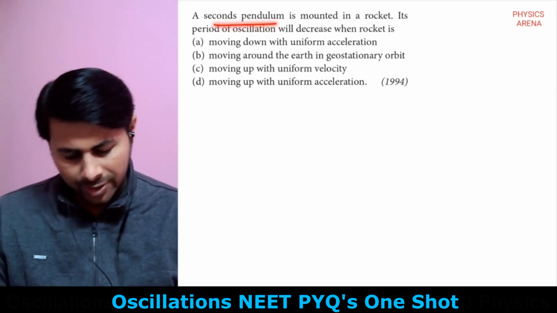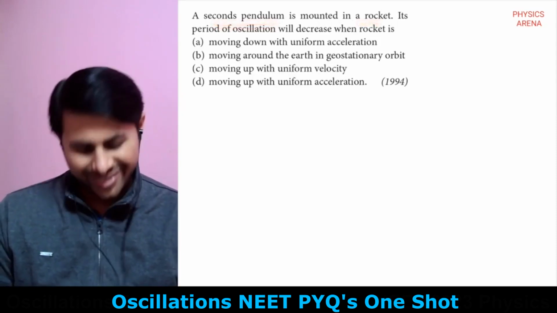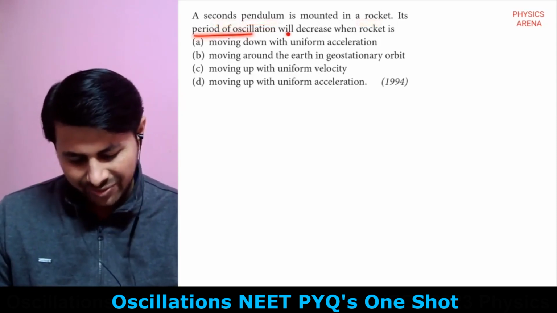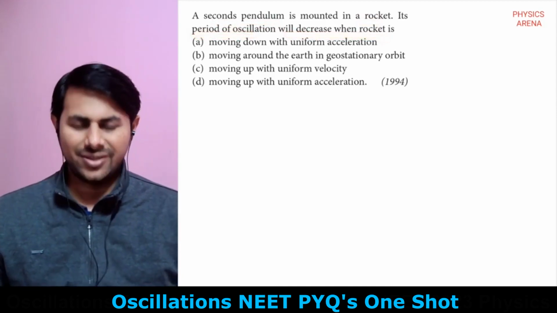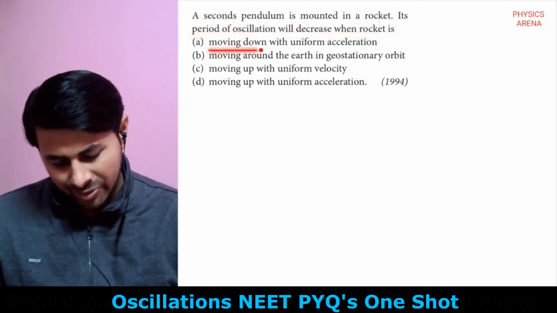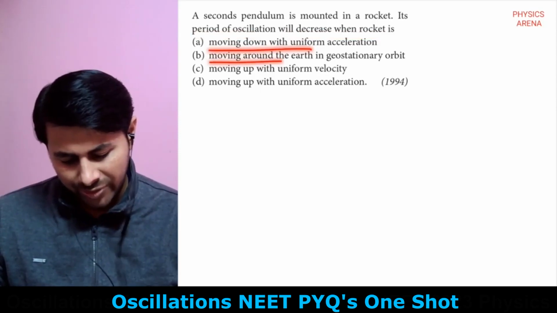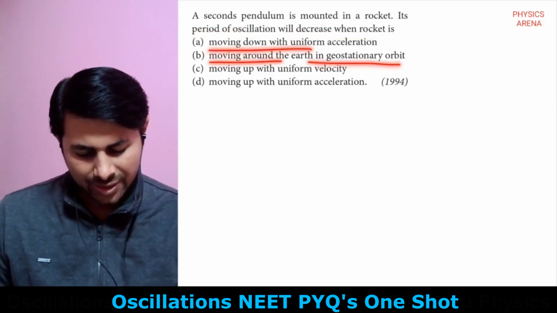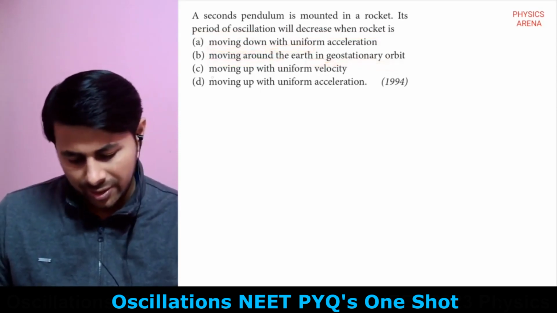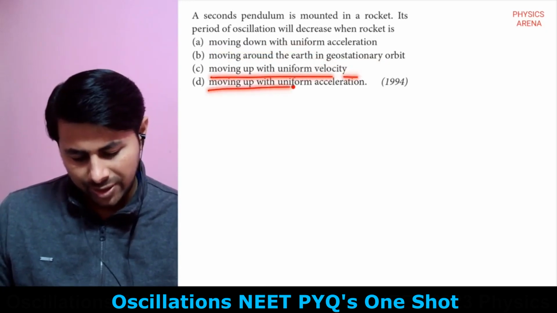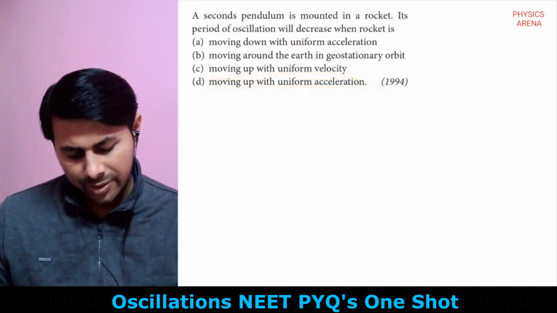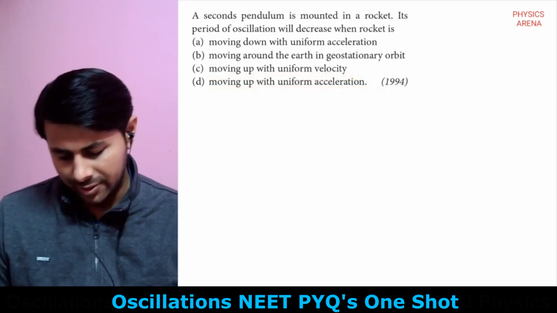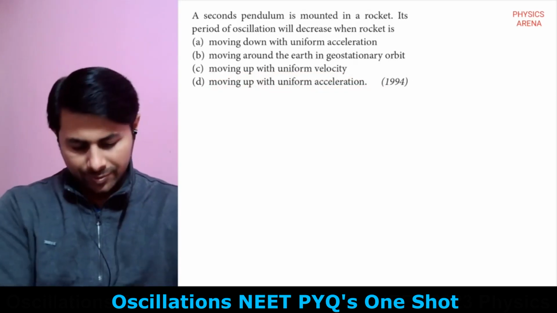The second pendulum is mounted in a rocket. Its period of oscillation will decrease when the rocket is moving down with uniform acceleration, moving around the Earth in geostationary orbit, moving up with uniform velocity, moving up with uniform acceleration. So tell me.